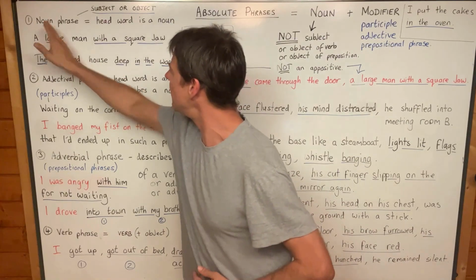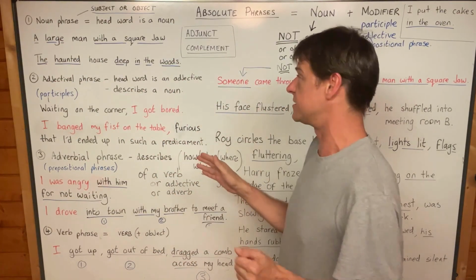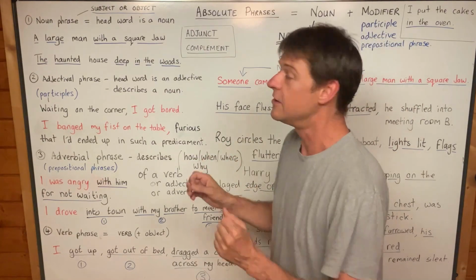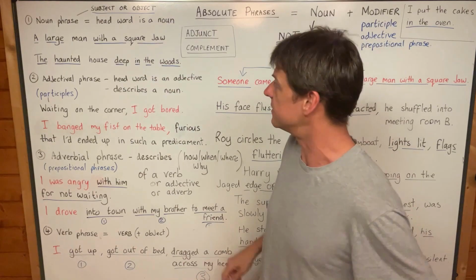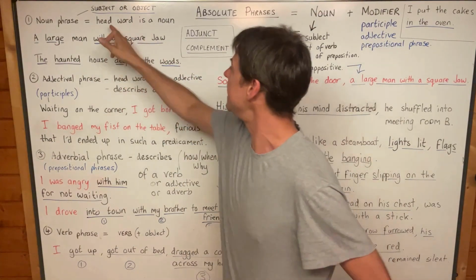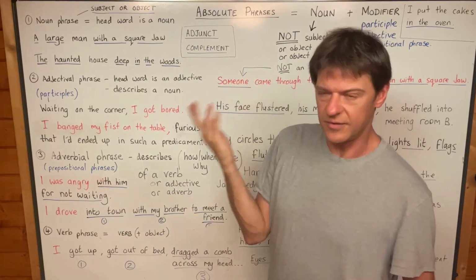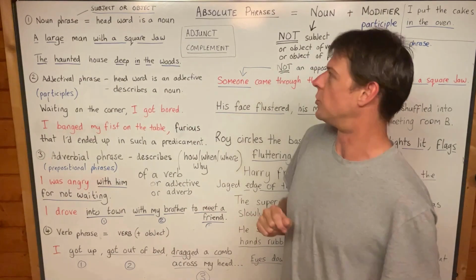We learned that a noun phrase is a phrase, so it doesn't have a subject and a verb. It's not a clause, although it might have a clause inside it. And I'll write one in a second that does. But a noun phrase is a phrase where the head word is a noun. So here are two examples. A large man with a square jaw.